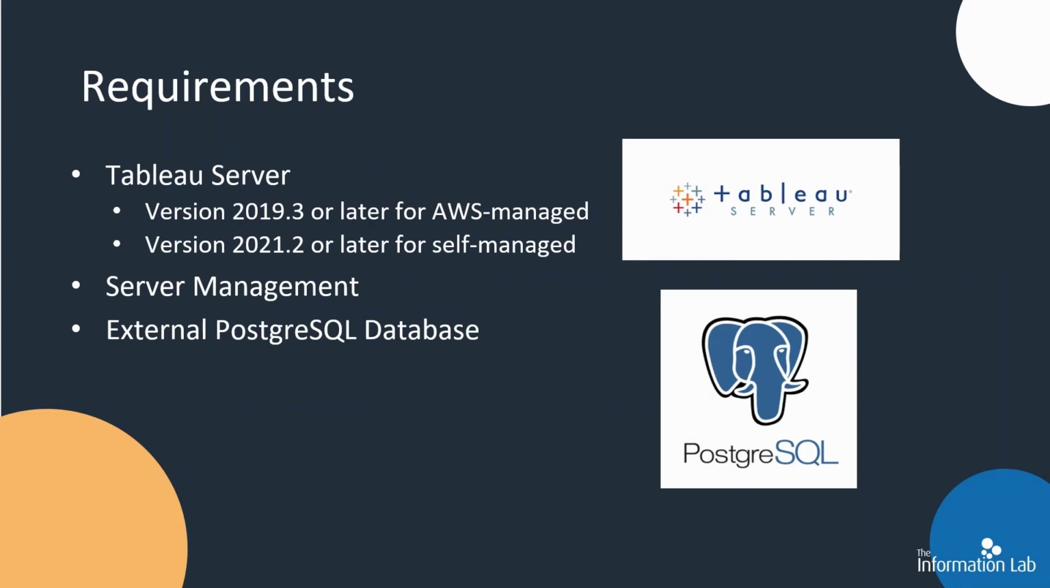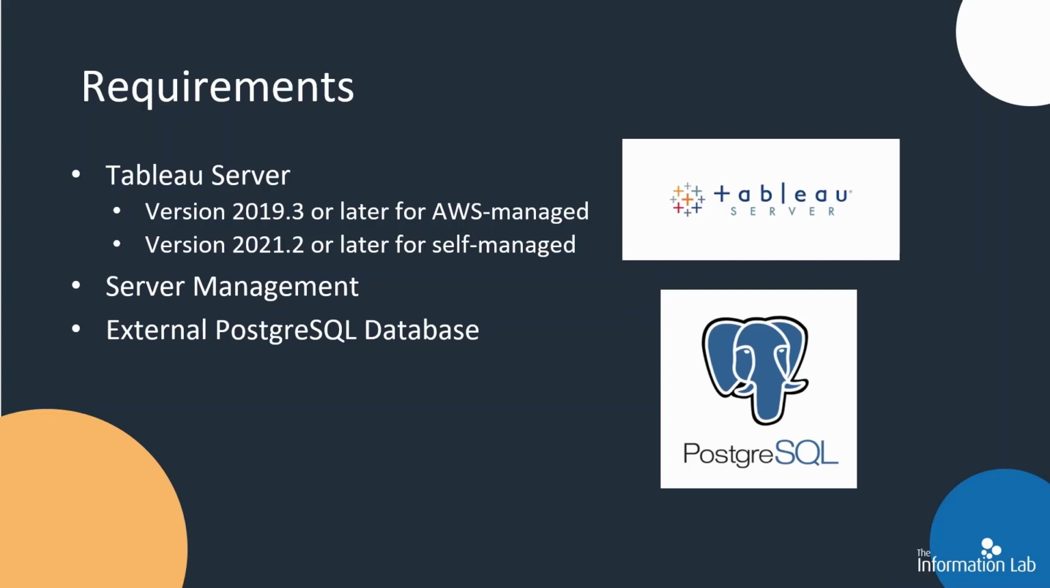So what do you need to actually set this up? Obviously you need Tableau Server, that's kind of a given, but the version that you have of Tableau Server is going to depend a little bit on how you set this up. So if you want to have an AWS-managed solution for your external repository, you will need at least Tableau Server version 2019.3. If you, however, want to use your own database and set it up yourself, you will need at least version 2021.2. So it's a relatively recent addition.